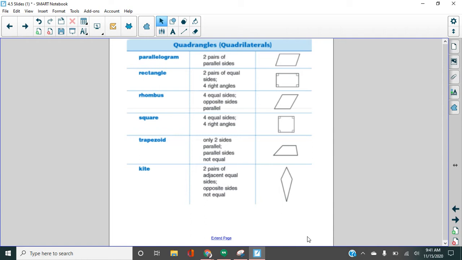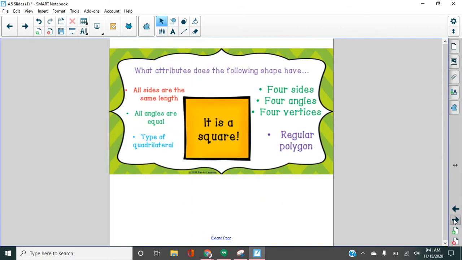And I want you to take a look at these. I'll let you pause just a moment so you can look through the different attributes of all of these quadrilaterals. All right, now I'm going to bounce through several of these because this is one of our jobs today, to be able to kind of distinguish between these different quadrilaterals.